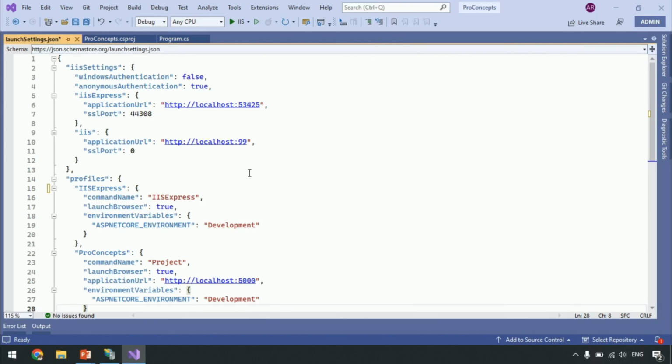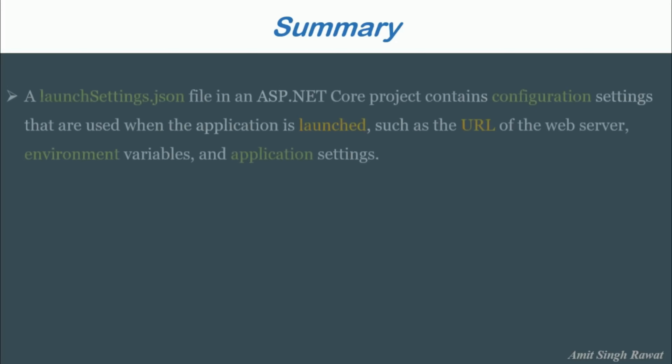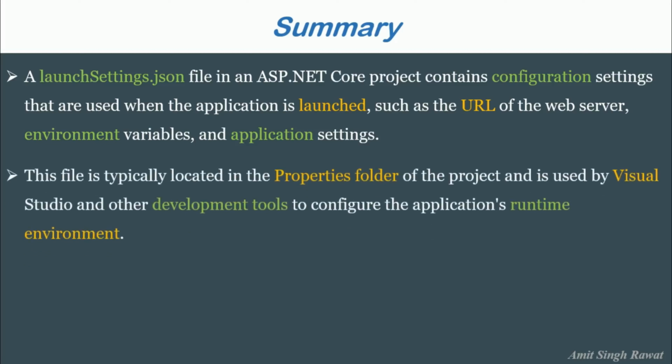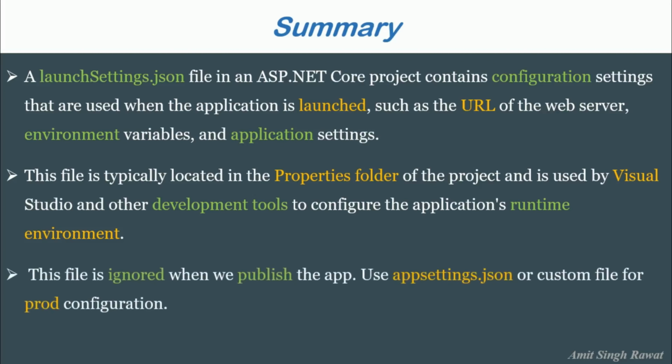So let's summarize. A launchSettings.json file in an ASP.NET Core project contains configuration settings that are used when the application is launched, such as the URL of the web server, environment variables, and application settings. This file is typically located in the Properties folder of the project and is used by Visual Studio and other development tools to configure the application's runtime environment. This file is ignored when we publish the app.